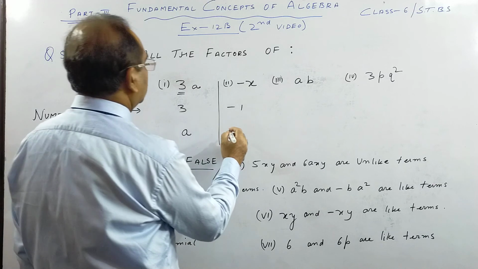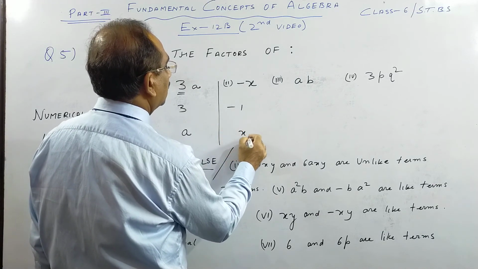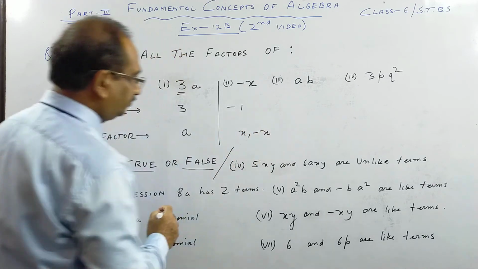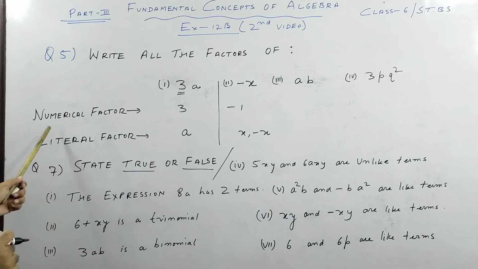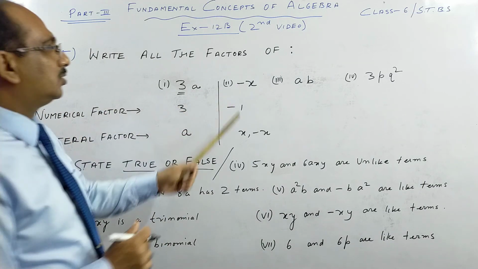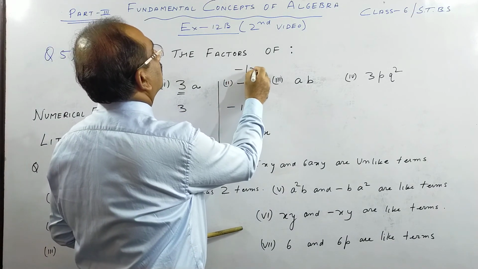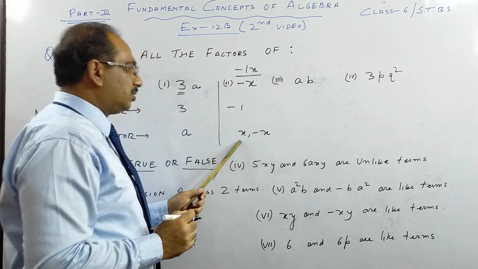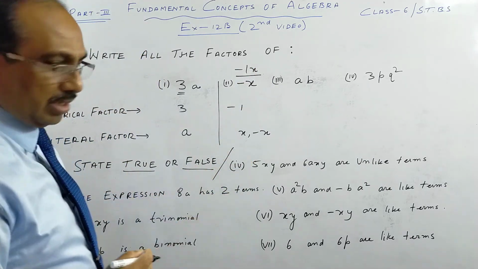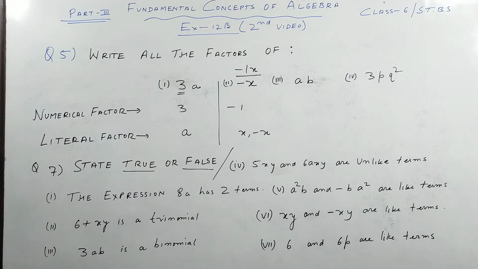So here it will be x and minus x. Numerical factor is -1, so this you can think to be written as -1x. So x is also a literal factor, and minus x is also a literal factor. Next we move on to AB.